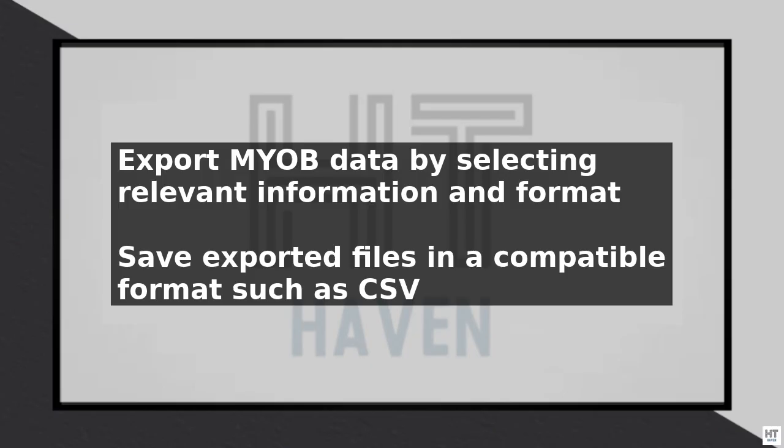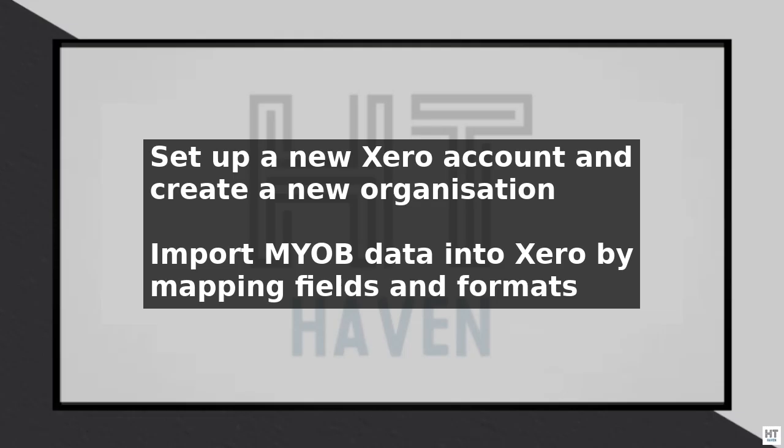If you haven't already, sign up for a Xero subscription and create a new organization. You will then need to import the data you exported from MYOB into Xero. This can be done by going to the relevant section in Xero, such as the chart of accounts or contacts, and selecting Import. You will then need to map the fields from the MYOB export file to the corresponding fields in Xero. It is essential to ensure that the data is mapped correctly to avoid errors during the import process.